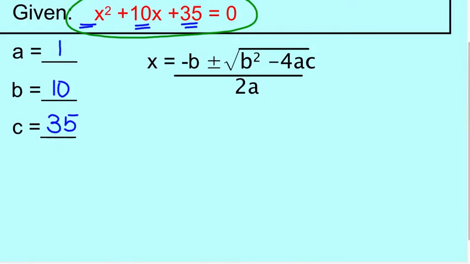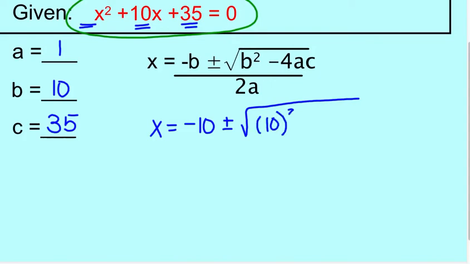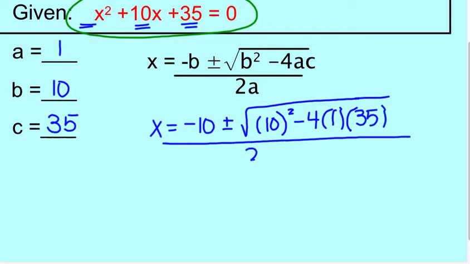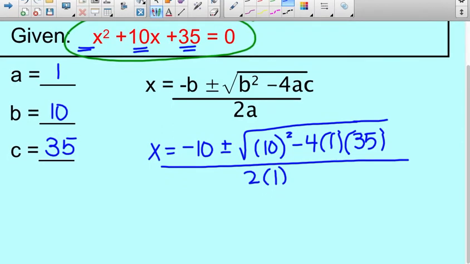So let's substitute it into the formula. So negative b, so negative 10, plus or minus the square root of b squared, which is 10 squared, minus 4ac, so a represents 1, and c represents 35. And then be sure to go all over 2 times a, so 2 times 1. Now the rest is to go ahead and simplify.